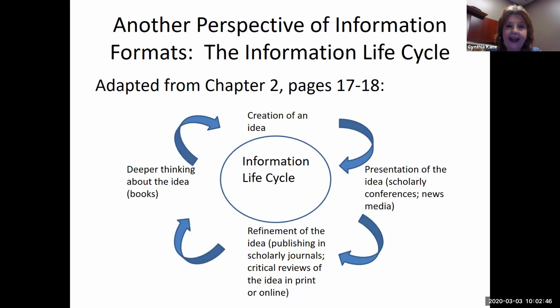Again, think about sometimes with papers, you might be required to find a certain number of books, journal articles, and websites. That's because your professors want you to have a very broad perspective of that information from a variety of different formats, going through that information life cycle.